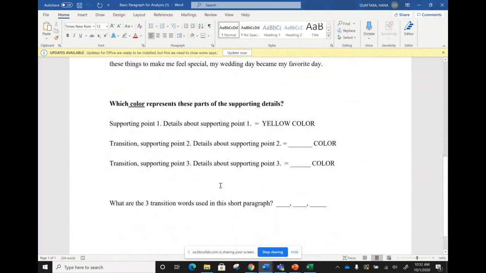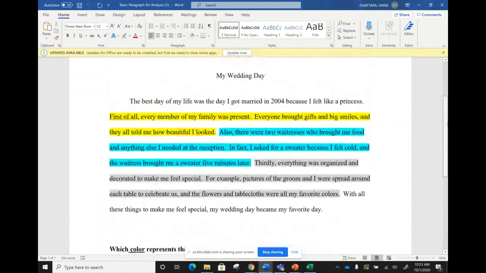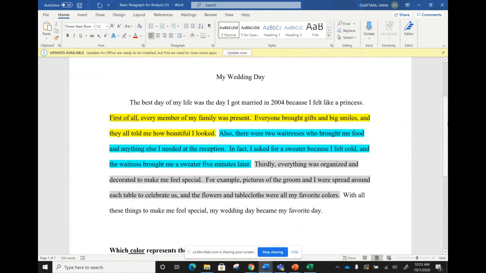But what I want you to do now is look for this. Where is supporting point number 2? Where are the details about supporting point number 2? I want you to look for the sentence. Which sentence is supporting point number 2? Which sentence is supporting point number 3? And so on. Does that make sense? Okay. I am confused. You're confused?